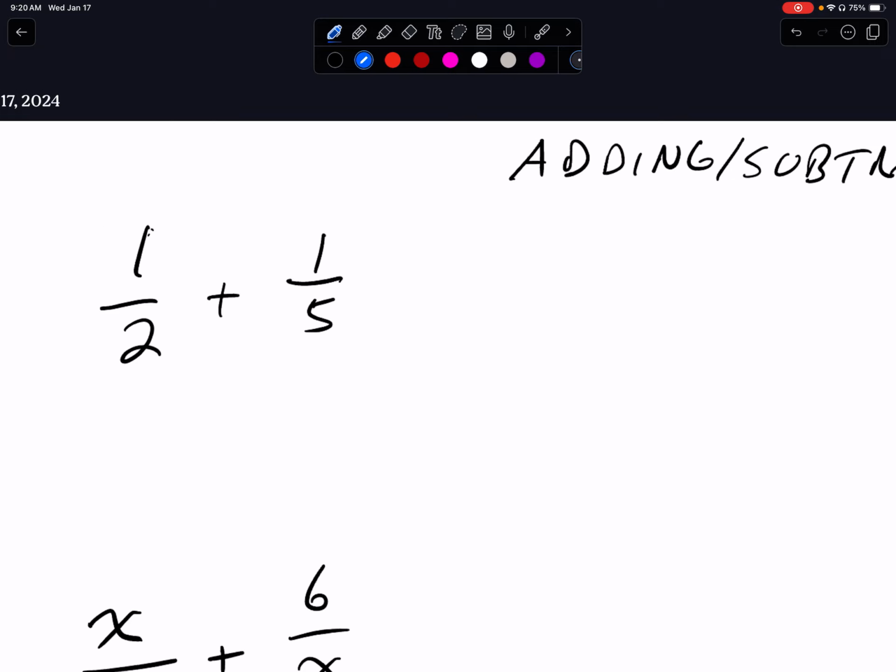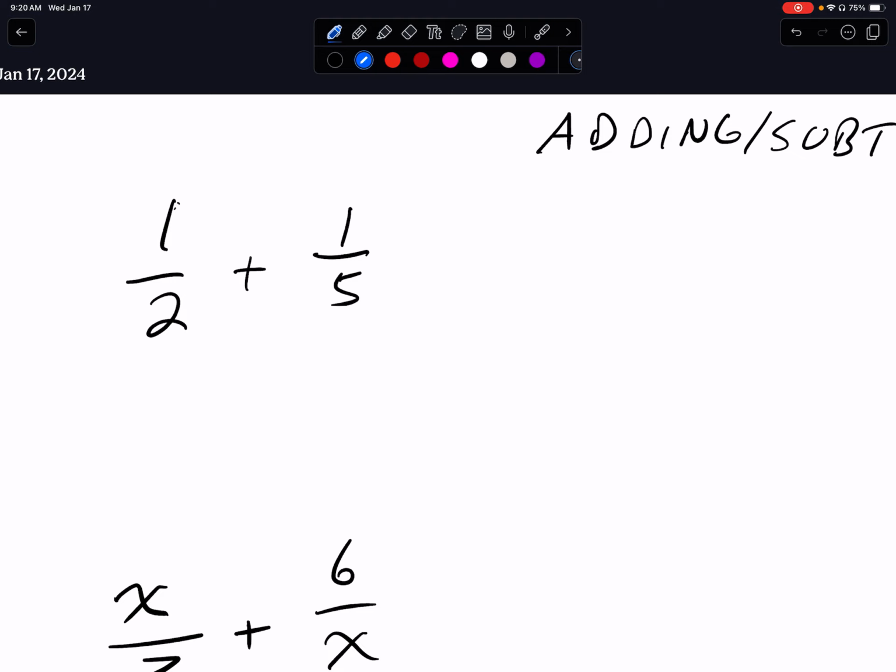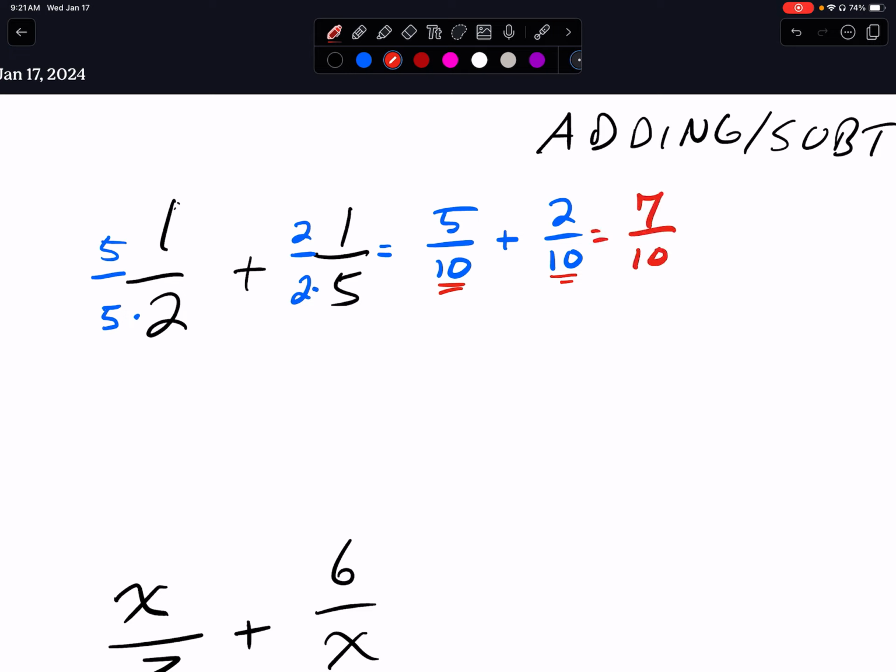So if we think back, if we have a half of something and we're adding a fifth of something, we're going to have to change these fractions into common denominators, okay? So one way to do this is if I multiply this by 5 over 5, and then I multiply the right-hand side by 2 over 2, then we're going to get a common denominator. So the 1/2 changes to 5 divided by 10, plus, and the one on the right side is 2 divided by 10. So now what we have here are common denominators, and we have 5/10 plus 2/10 gives us a value of 7/10.